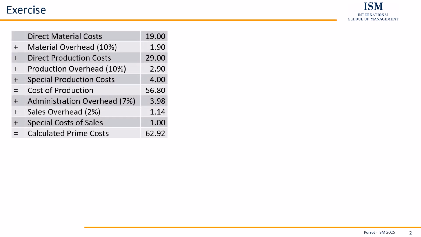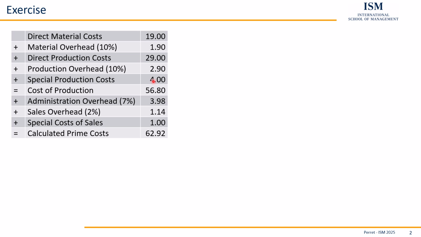Here we have first our cost calculation, starting with material and production costs, getting to the cost of production, and then to our calculated prime costs. That is the is situation, so that's the current state of our costs.